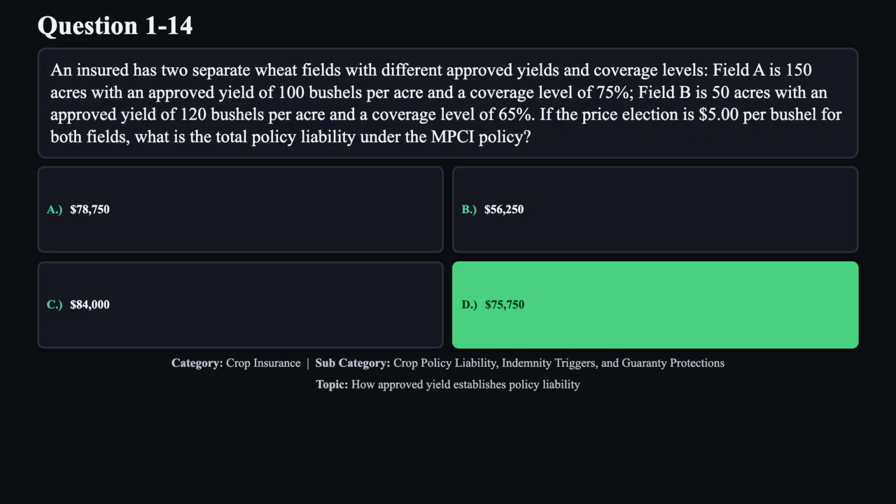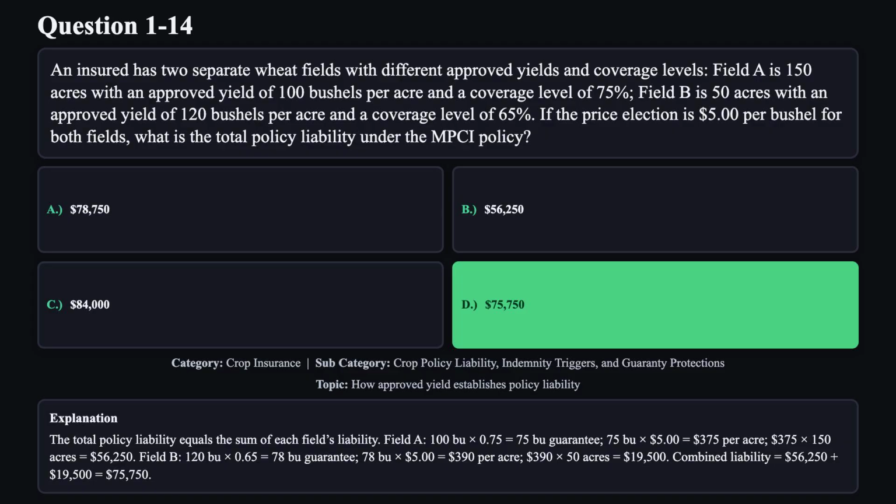The correct answer is D. The total policy liability equals the sum of each field's liability. Field A, 100 bushels multiplied by 0.75 equals 75 bushels guarantee. 75 bushels multiplied by $5 equals $375 per acre. $375 multiplied by 150 acres equals $56,250.